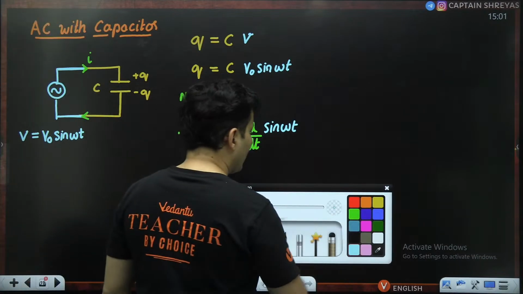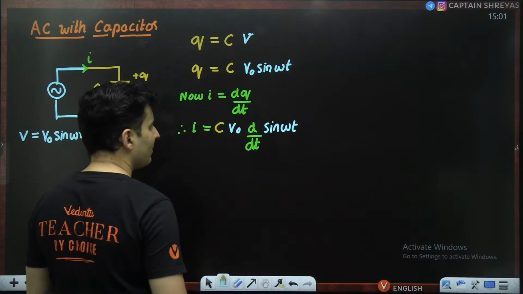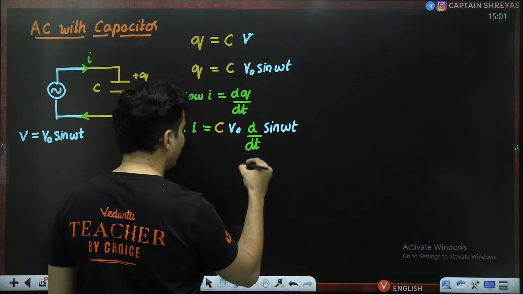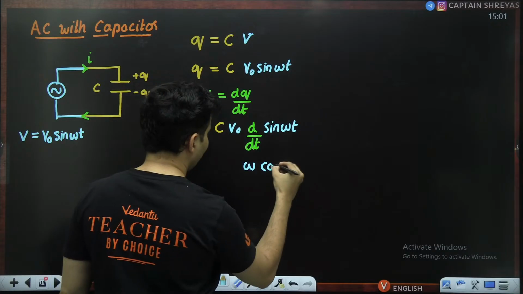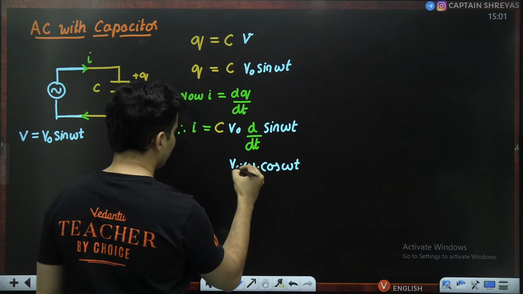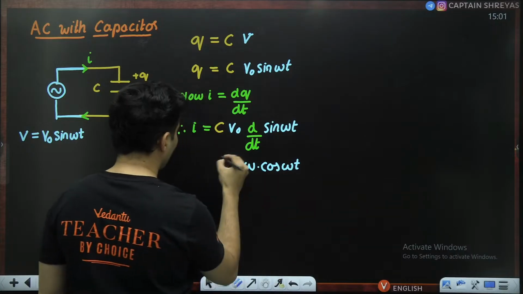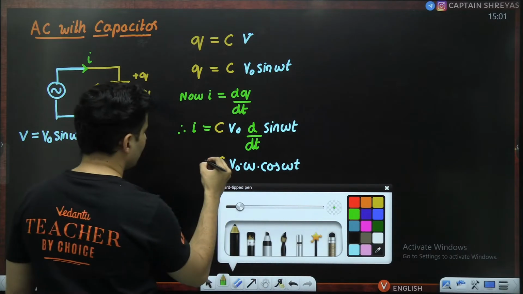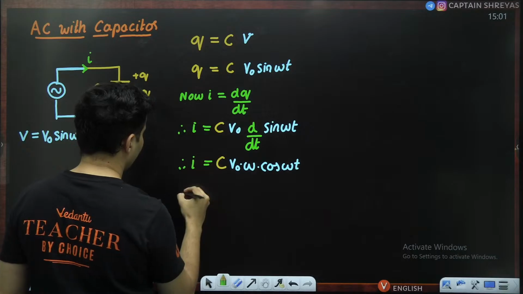Now coming back over here, the derivative of sine omega t is nothing but omega outside and cos omega t, of course. And this V naught is there as it is, this capacitance is there as it is, equal to the current.